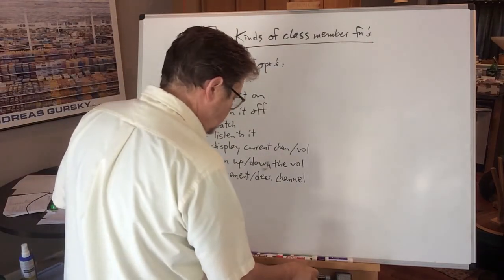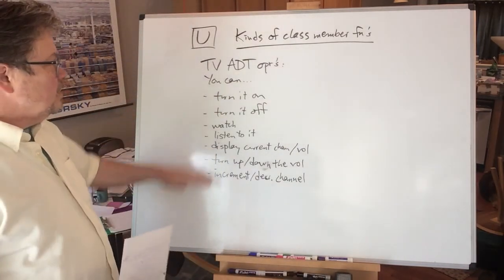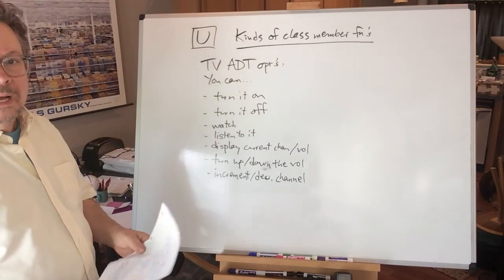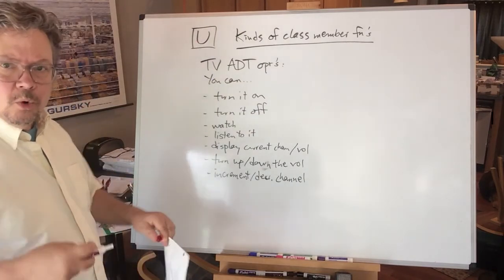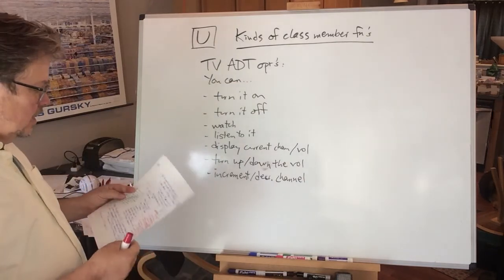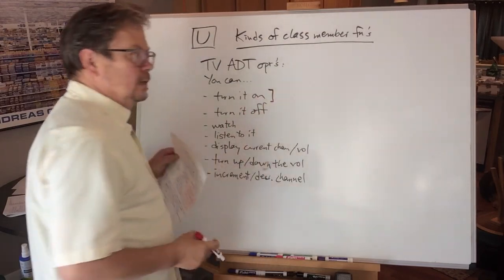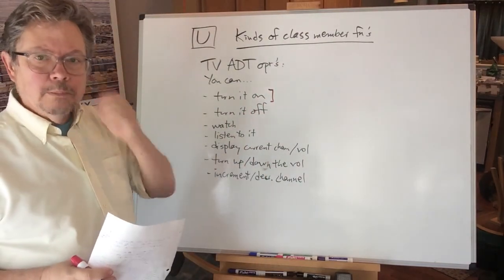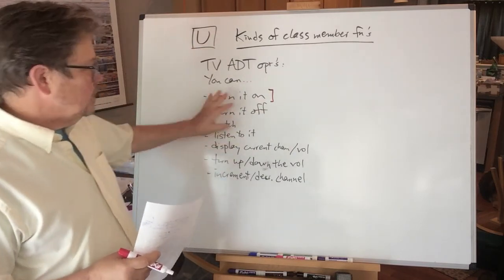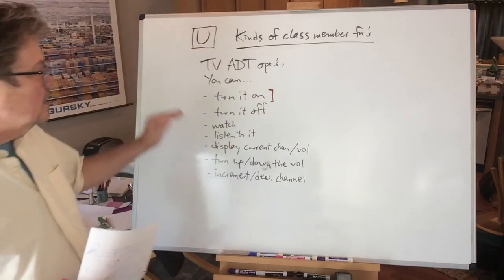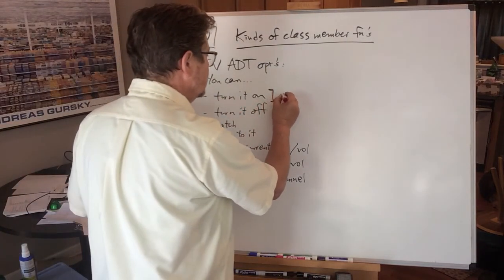I'm going to say a little bit about each one of those. First of all, those are not general kinds of class member functions. These are specific examples of those general kinds of class member functions. This is a general kind of what? Turn it on. In C++, if we implement a TV data type that's able to do all these things, then the member function that does this is called a constructor.